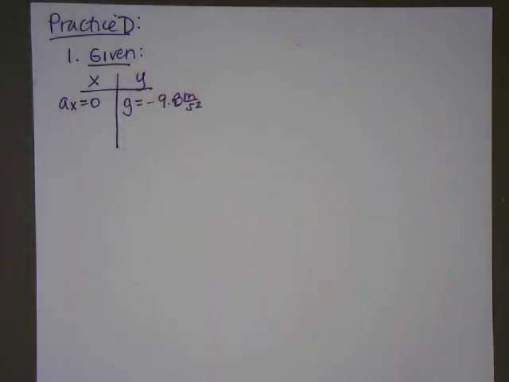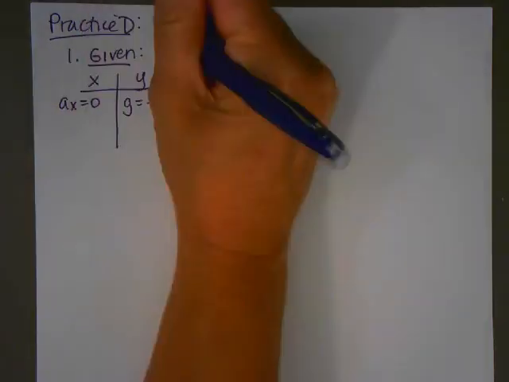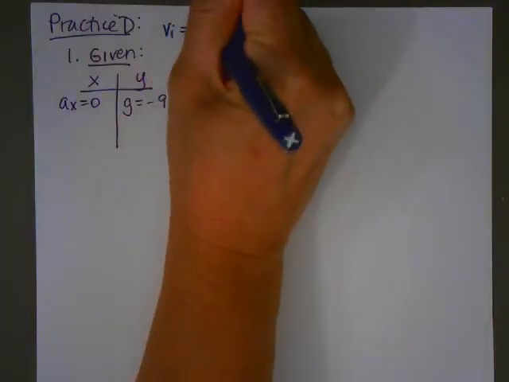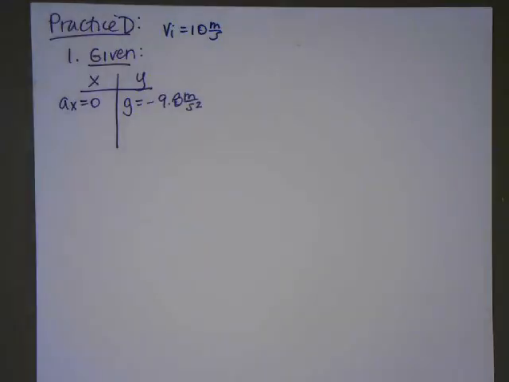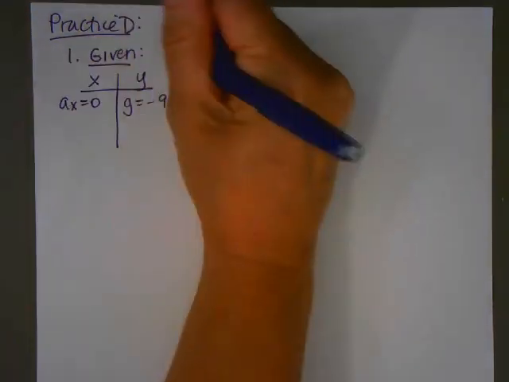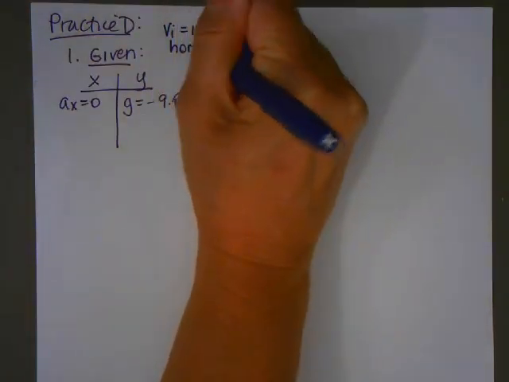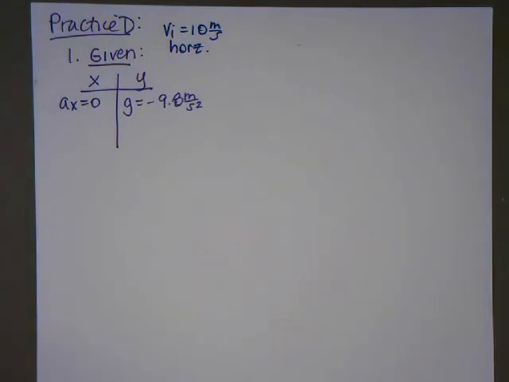The next thing I want to do is read the problem and draw a diagram. So it says a stone is thrown horizontally at a speed of 10 meters per second. So that means the initial velocity, VI, is equal to 10. But it's thrown horizontally, so that's important. 10 meters per second from the top of a cliff, 78.4 meters high.